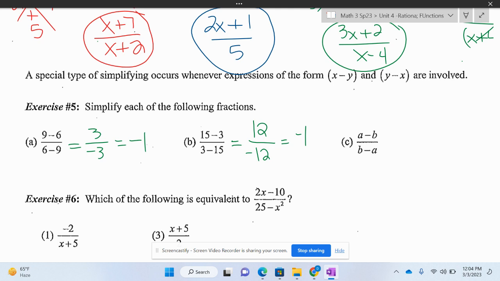Well, yeah, but look at the expressions. How are the expressions different? They're switched. Yeah, I just switched them, right? Instead of 9 minus 6, I did 6 minus 9. We know that that changes the answer.